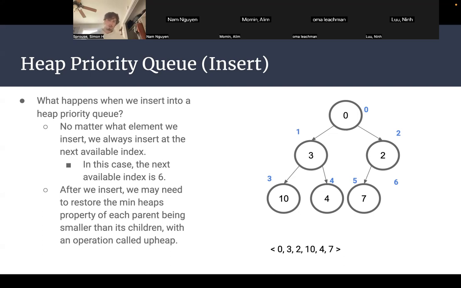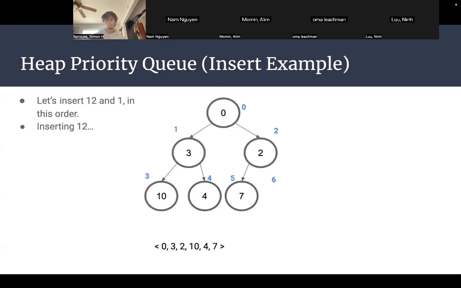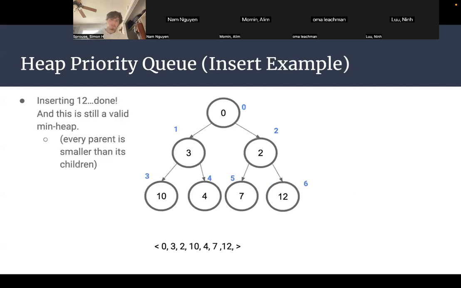The algorithm that we're going to use to correct the structure once we've performed the insert is called upheap. Why is it called upheap? Does this make sense? So we insert 12. As you can see, we happen to put this node in a good spot, right? Remember the rule from before was that every path from a node has to be in sorted order. So 0, 3, 10, 0, 3, 4, 0, 2, 7, 0, 2, 12.